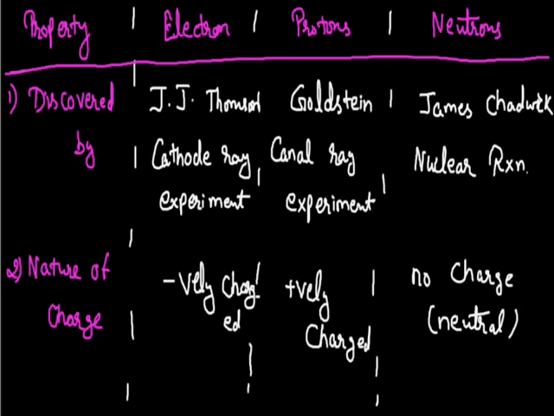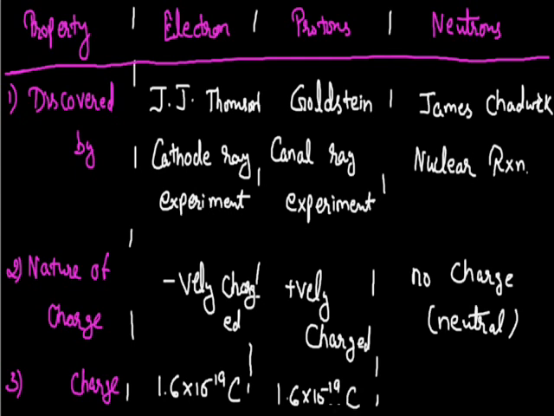Now, in the third property, we will study what is the magnitude of charge on them. So here, we are to study about the magnitude of charge. Electron has the charge of 1.6 into 10 power minus 19 coulomb, that can be represented by capital C. The proton has the same charge, the magnitude is same as the electron was having, and the value is 1.6 into 10 power minus 19 coulomb again.